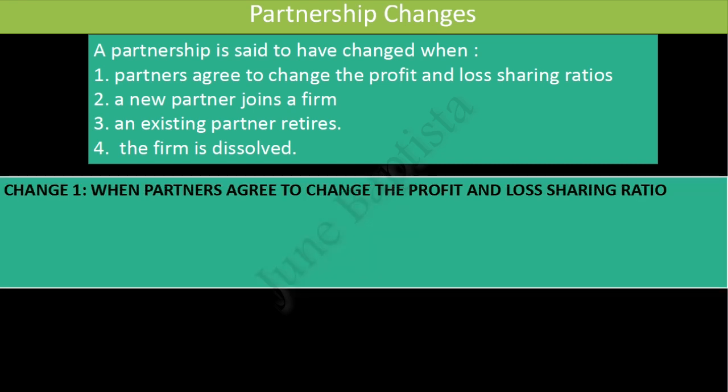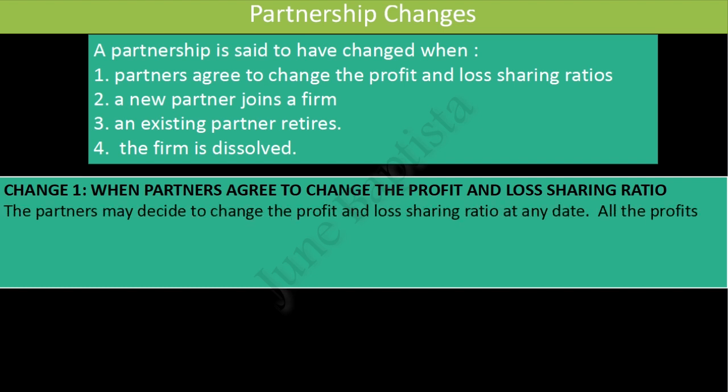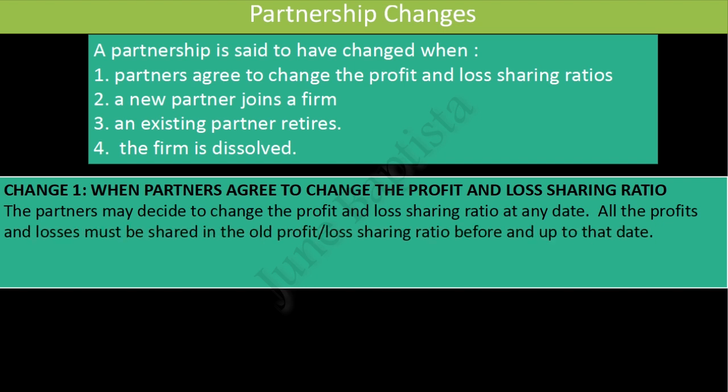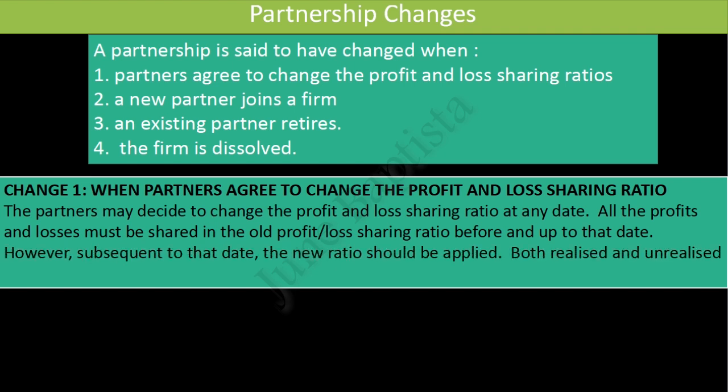Change 1. When partners agree to change the profit and loss sharing ratio. The partners may decide to change the profit and loss sharing ratio at any date. All the profits and losses must be shared in the old profit or loss sharing ratio before and up to that date. However, subsequent to that date, the new ratio should be applied. Both realized and unrealized profits or losses should be shared.